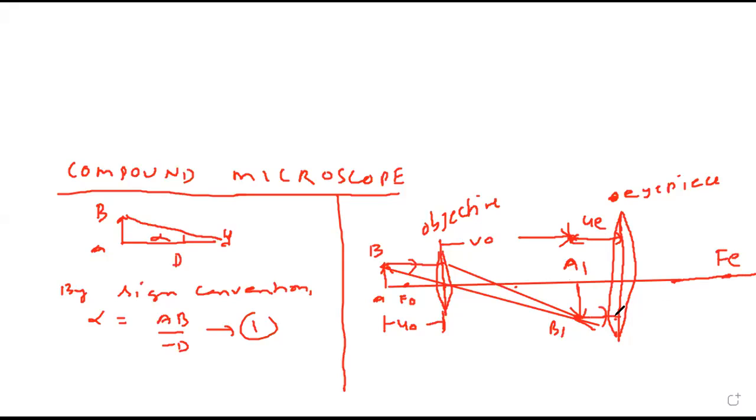Ray drawn parallel to principal axis will pass through focus. Passing through optical center remains undeviated. Produce it backward. Wherever it meets, that becomes my final image A2B2. Distance is VE. Angle subtended is beta at the center of lens. So this is ray diagram for compound microscope. Draw it properly, then I am explaining how to get beta upon alpha relation.